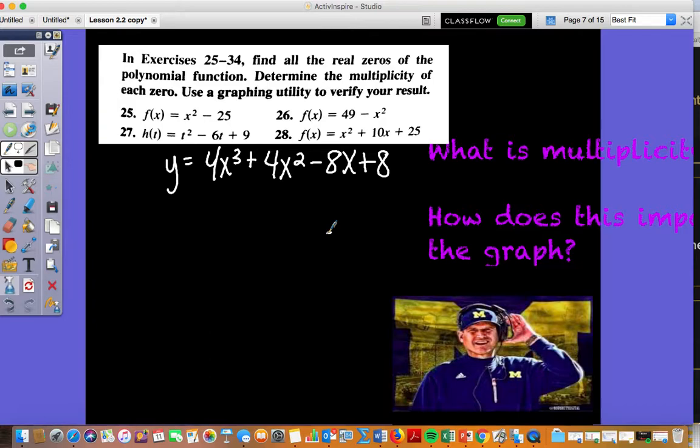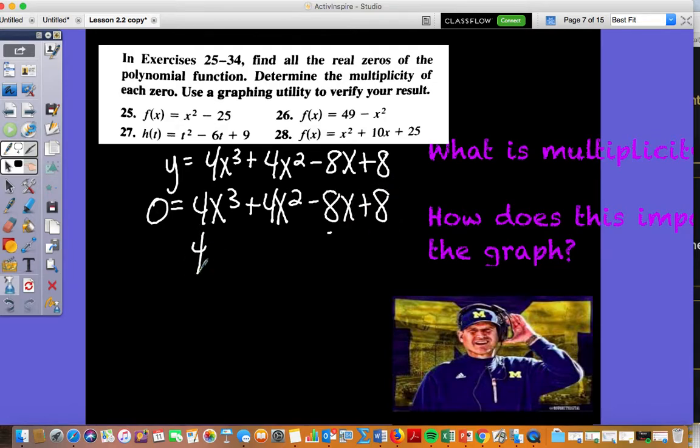First thing, can I take out a GCF? 4. In fact, before I even do that, with a zero we're finding an x-intercept, which means we're plugging 0 in for y. You remember that from the quadratics? So 0 equals all of this here. I like what Jack said about taking a 4 out of everything. So now we're left with x cubed plus x squared minus 2x plus 2. Questions on that?